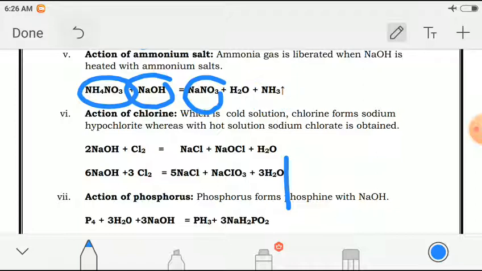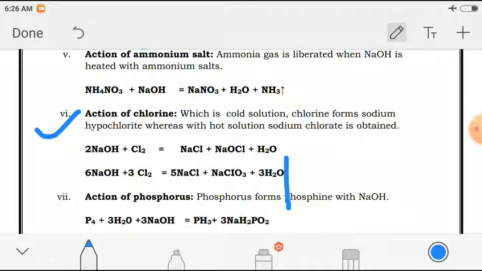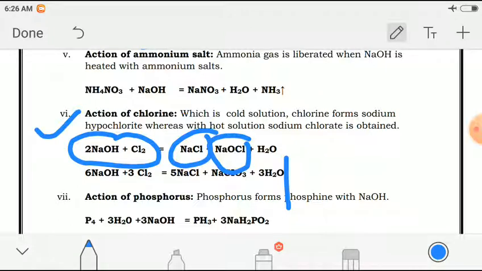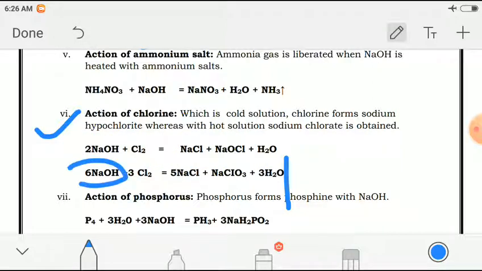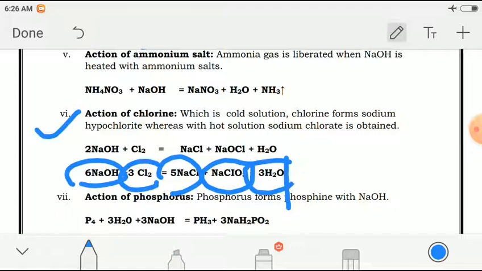Now action of chlorine, with cold solution. Chlorine forms sodium hypochlorite, whereas with hot solution sodium chlorate is obtained. See the reaction, sodium hydroxide reacts with the chlorine, formation of NaCl plus sodium hypochlorite plus H2O, and in the second reaction sodium hydroxide reacts with again chlorine, which is formation of sodium chloride with NaClO3 plus H2O.